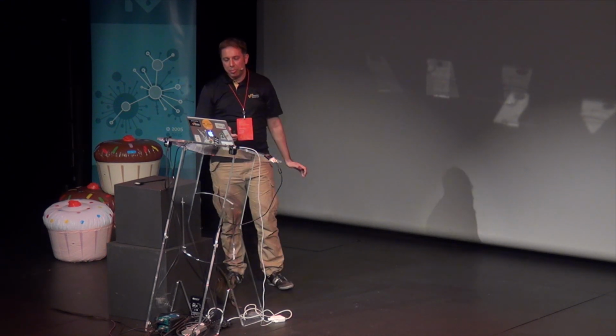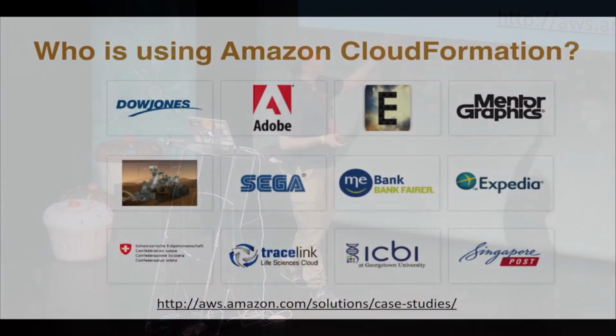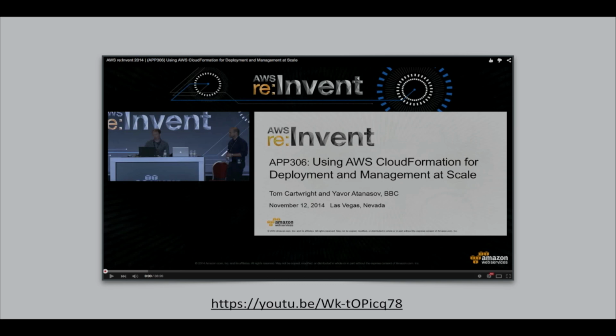And CloudFormation is used by a lot of our customers like Adobe, Expedia, Sega, and it's also used by this little robot on Mars, the Curiosity rover. NASA is using CloudFormation for deploying resources that allow it to get the information back from Mars for this robot. If you want, you can have more information from this talk. There is the BBC, the British broadcaster, that tells us they are using CloudFormation for management and deployment at scale.